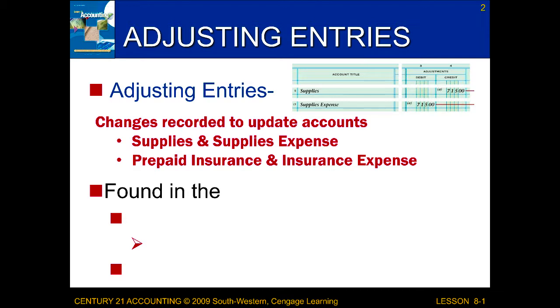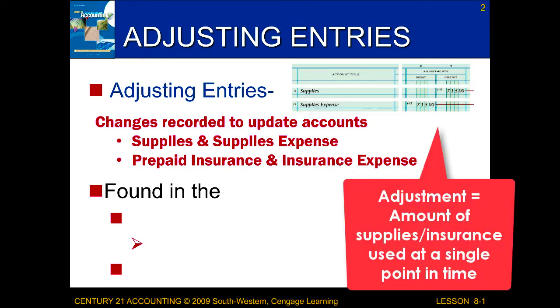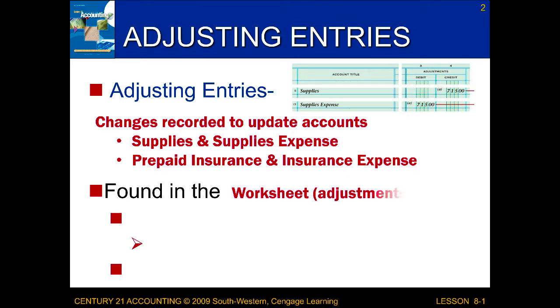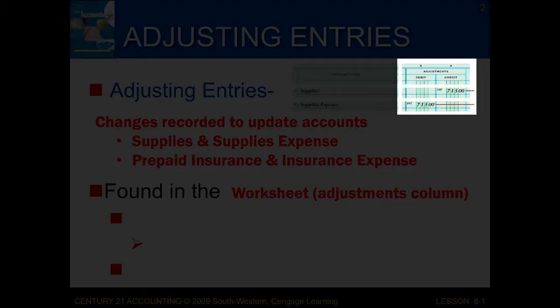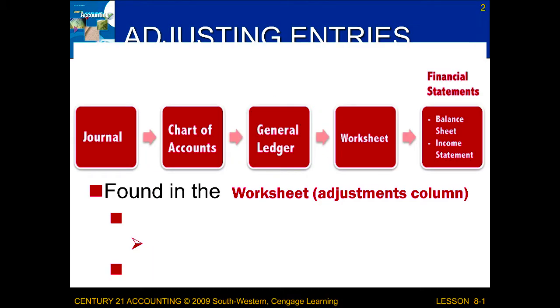So it worked where at the beginning of the year we bought so many dollars worth of supplies, and at a certain point of time in our accounting cycle we may have only used a specific amount of those supplies but not the full amount, and so we had to create an adjustment of the amount of supplies we used, or the same thing goes for insurance, and record that in the adjustments column. So this was originally found in the worksheet adjustments column, which if we quick look back at our accounting cycle is halfway through. So we actually need to go backwards and make sure that we journalize our adjusting entries.